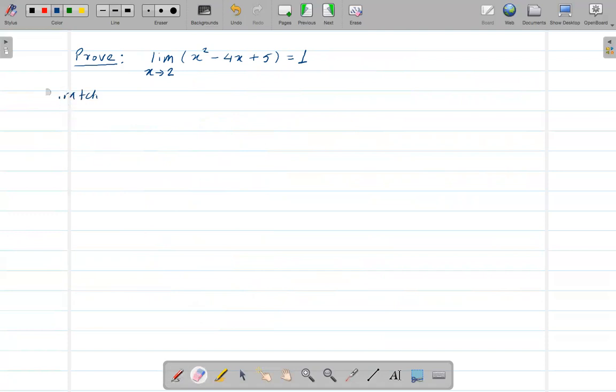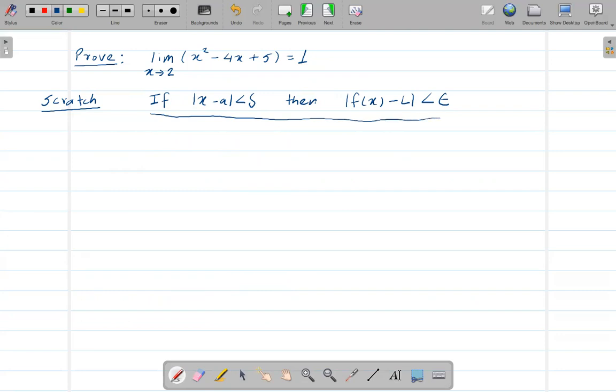Oops, the scratch spelling is not correct. Scratch work, right? So again, let me just write that. Basically, we are trying to prove that if |x - a| is less than delta, then from this point, we need to prove |f(x) - L| is less than epsilon, right? That's what the actual proof should be. But here in scratch work, we are going from this to this to get the equation of delta.